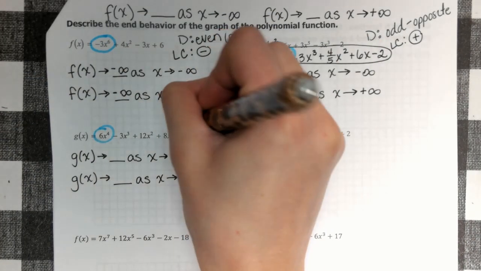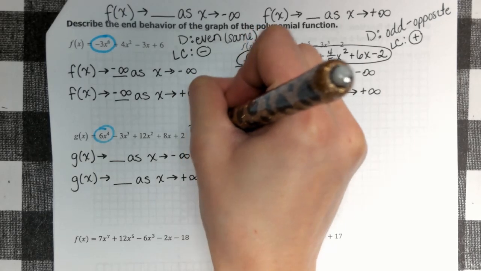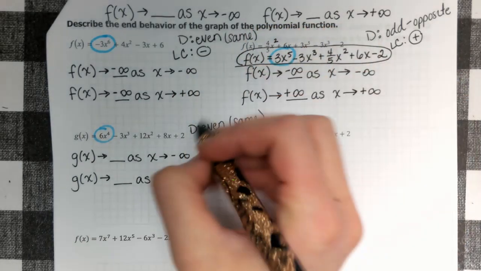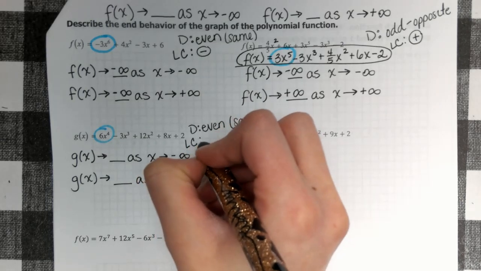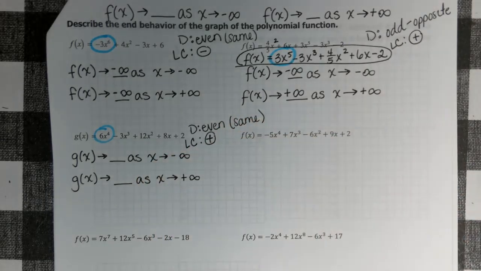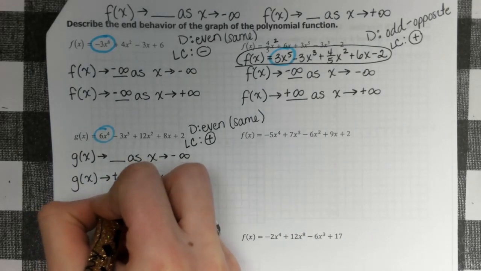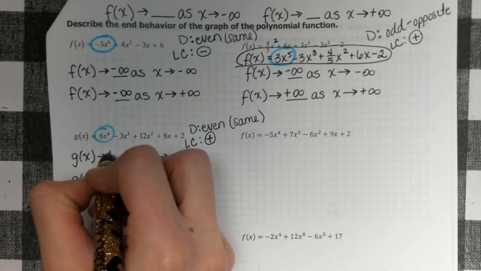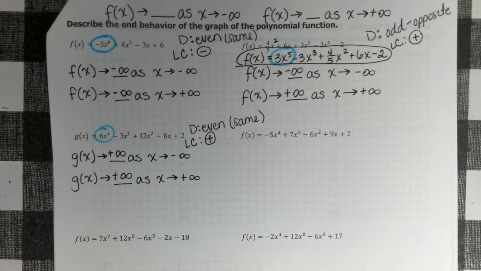What's my degree? Even. So what does that tell me? They're going to be the same. What's my leading coefficient? Positive or negative? Positive. So where is it going to end? It's going to end in the positive infinity direction. So since it's even, it's also starting in the positive infinity direction. Y'all get this? Y'all get the pattern? Okay.